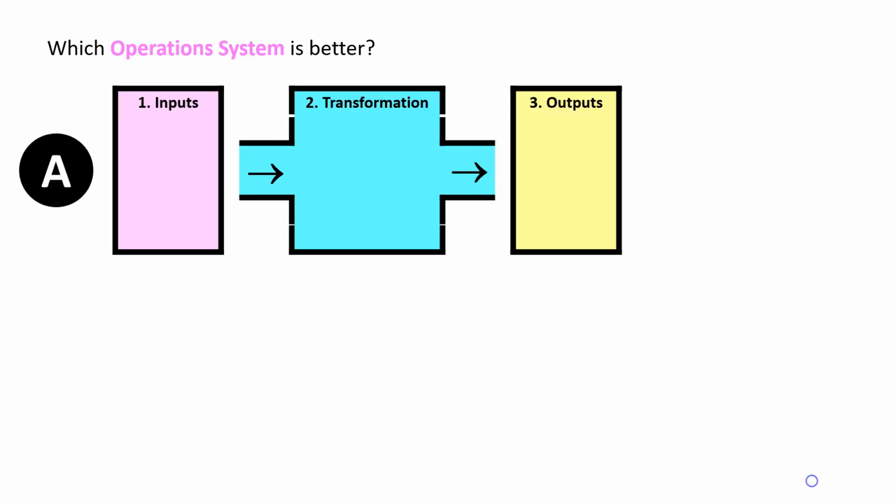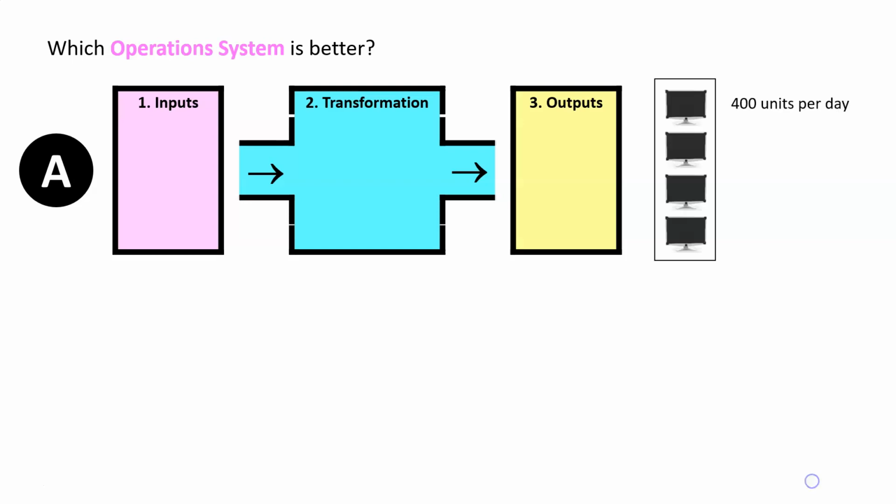So, at the end of the day, we want to answer a question. If we looked at two businesses, which operation system is better? So let's take business A. It takes inputs, transforms them into outputs, and we'll say they're making TVs. So they make 400 TVs a day. Each unit costs $173 to make. It's a 5% defect rate. We'll learn what that is in another chapter, but that's how many we have to scrap and throw out of 100. And the product quality by customers is rated at 4 out of 10.